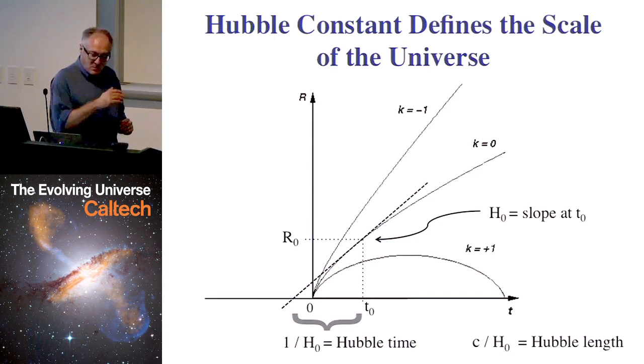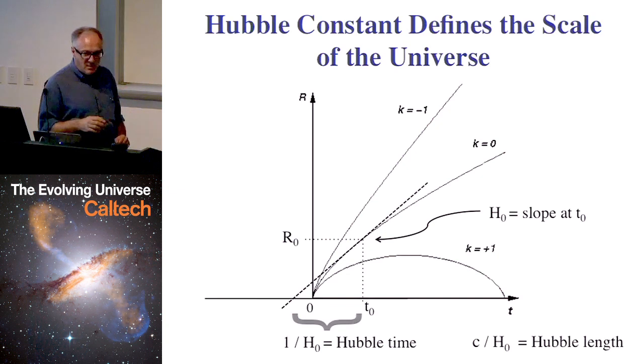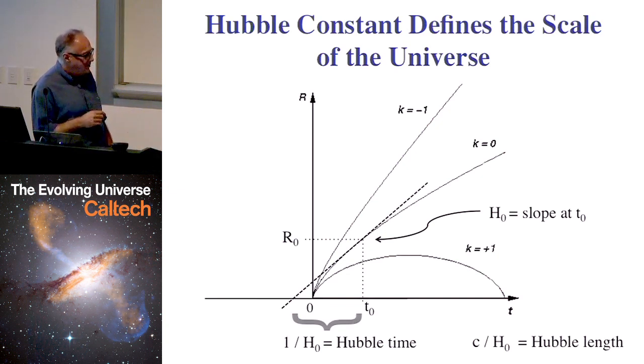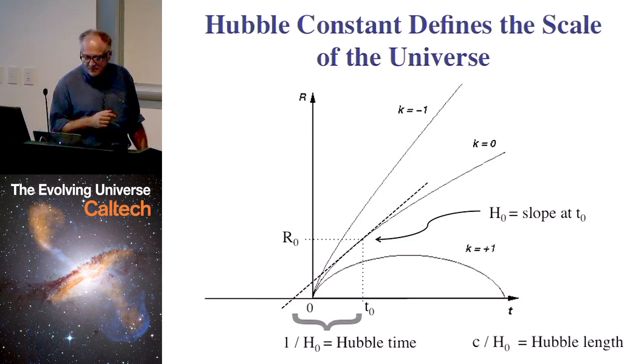Now, because these lines have some curvature, it's not exactly the Hubble time. If it was perfectly flat, it might be. But it's of that same order. And so that's what sets the scale of the universe, both in space and in time. How fast is it expanding at any given moment, right?